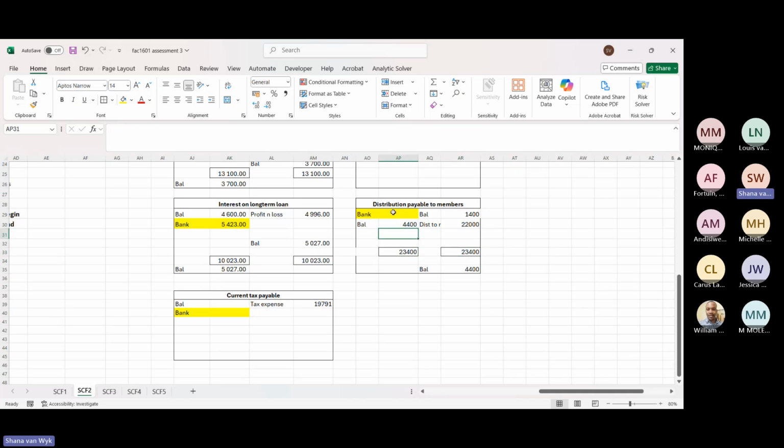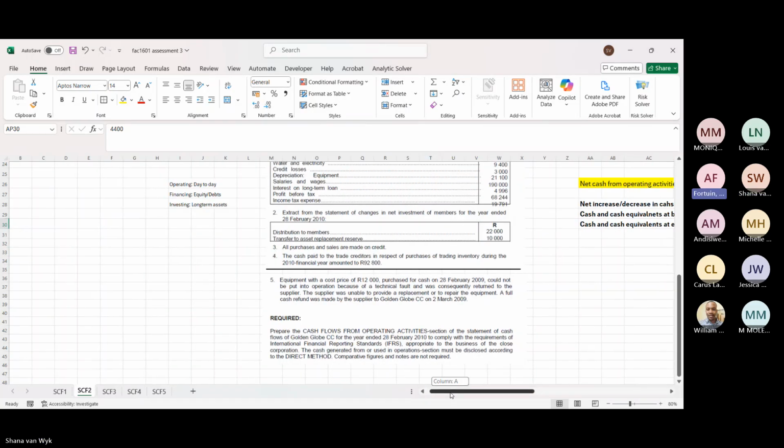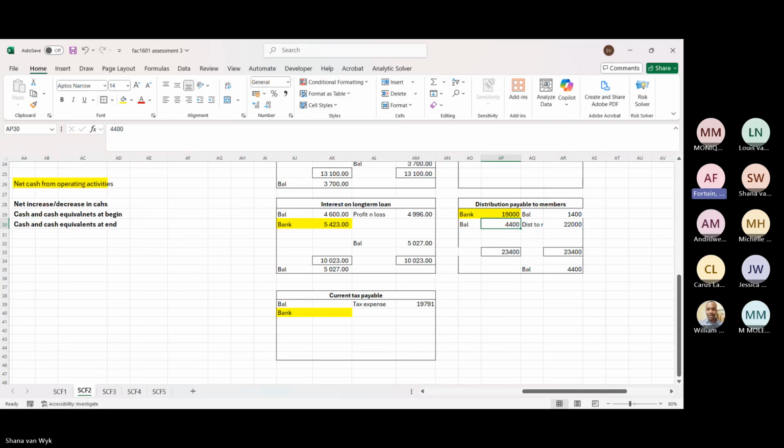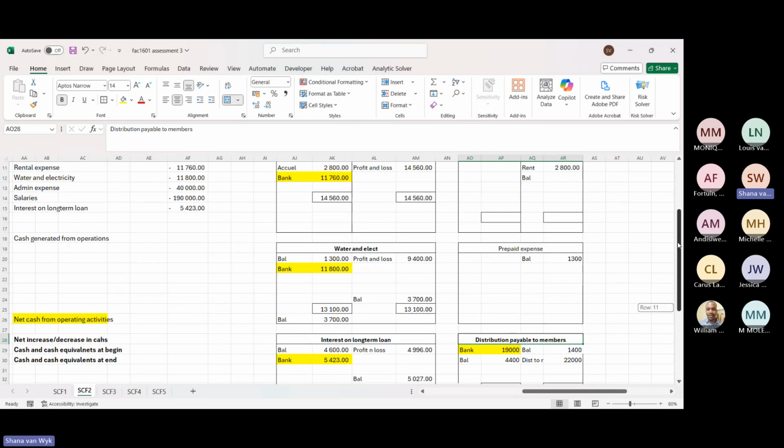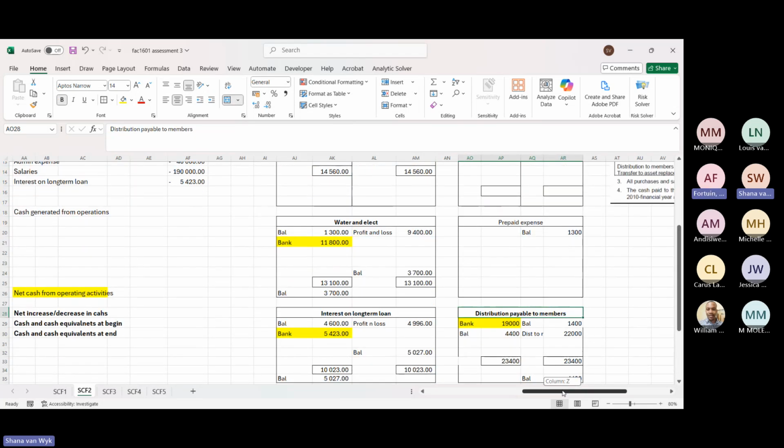This side is bigger. Okay, so we have bank. But since this is equity, won't this be under financing? No, but we will still put it. We're still looking for how much we paid out. So is it operating still, day to day? Yeah. Oh, this is a tricky one. Okay, I'm going to remember this one. So now we've got everything.